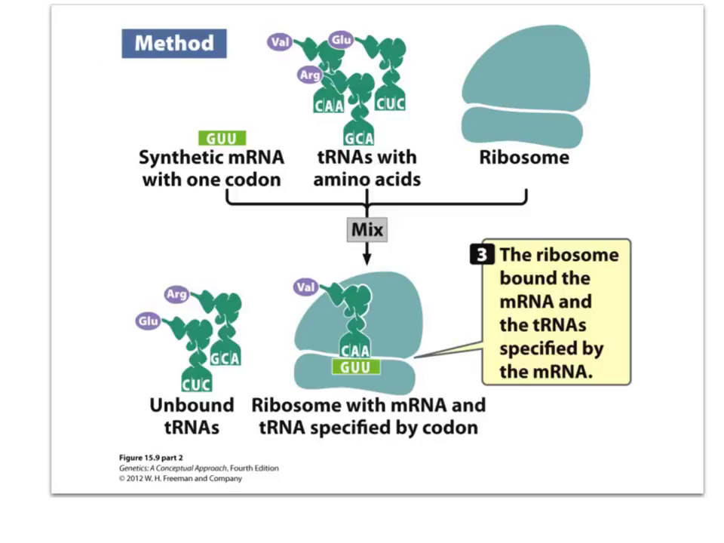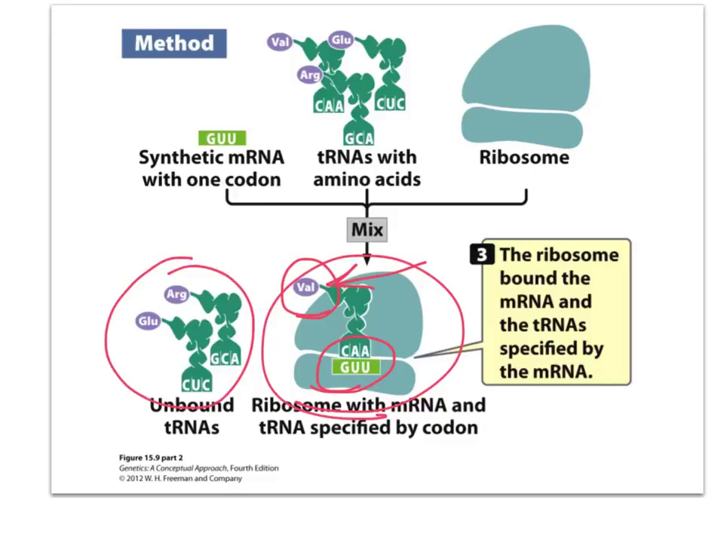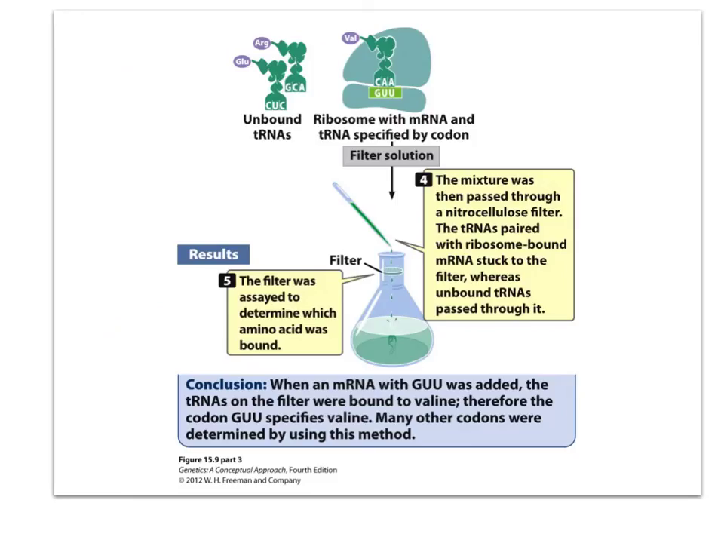Okay? So if GUU codes for, right, CAA has to be complementary, and that's the guy holding valine, that's the one that's going to be stuck to this ribosome. You could separate the free guys from the guys stuck on a ribosome, again by size, right? And that would tell us that GUU codes for valine. And they could do this with every single codon and figure out for each codon what amino acid it codes for. So same idea, they use the filter.